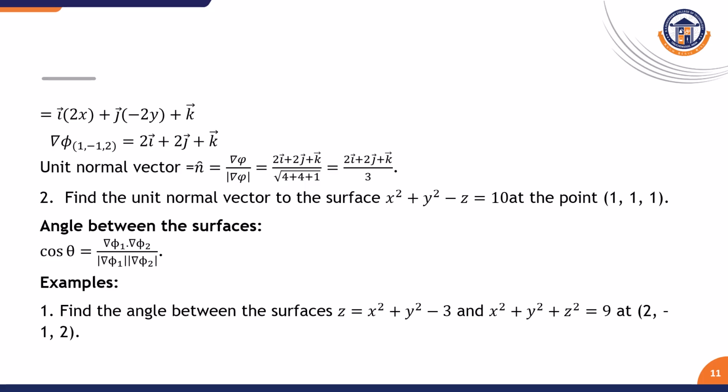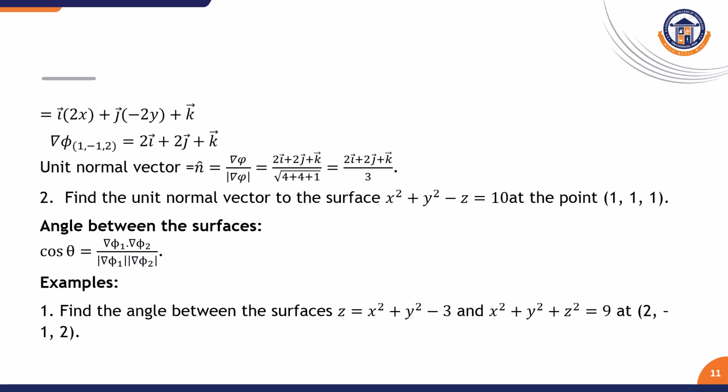The final answer is i vector 2x plus j vector minus 2y plus k vector, that is 1 into k vector. After finding this, we replace x by 1, y by minus 1 and z by 2, and we get this. But here the question is the unit normal vector. So n cap is equal to del phi by modulus del phi. We substitute del phi and modulus del phi. The modulus, as already explained, is root of 4 plus 4 plus 1, which is 3. So the answer is (2i vector plus 2j vector plus k vector) by 3. This is another problem for practice.